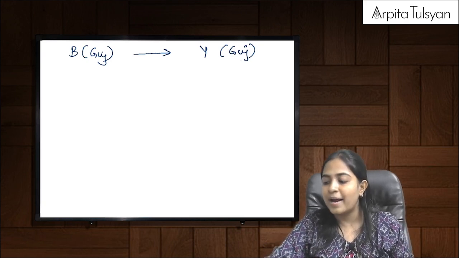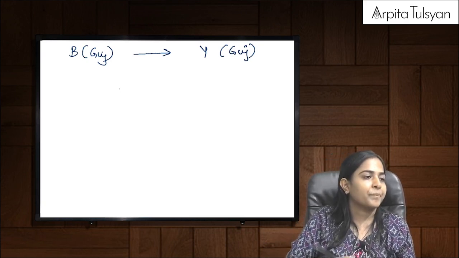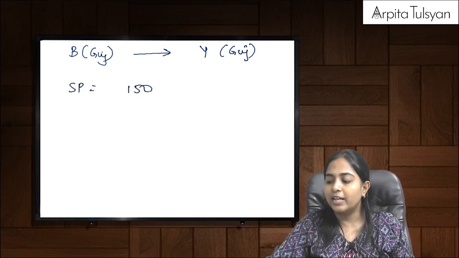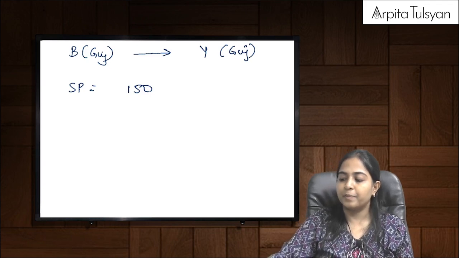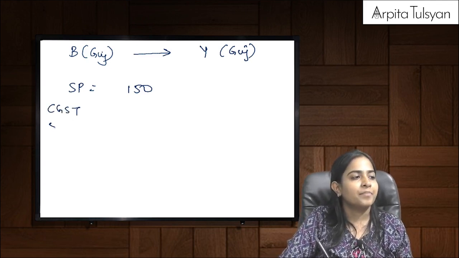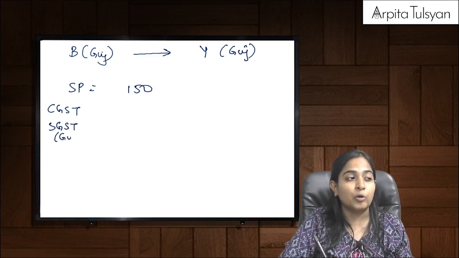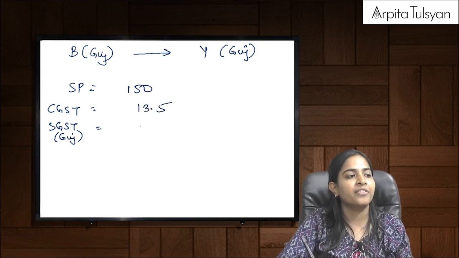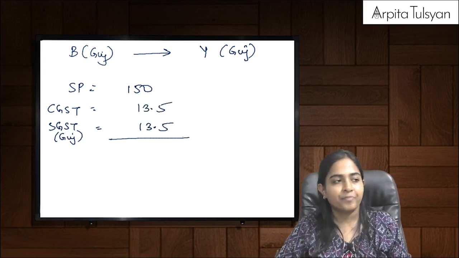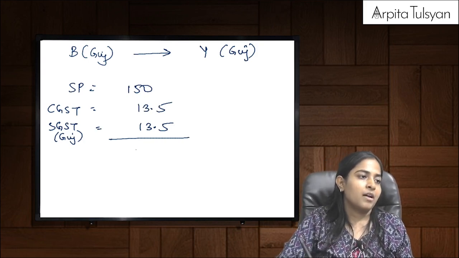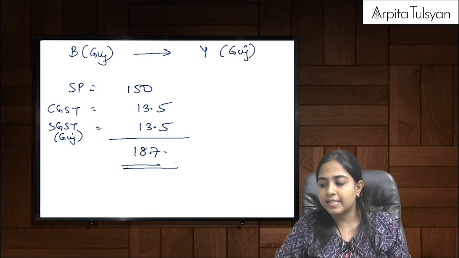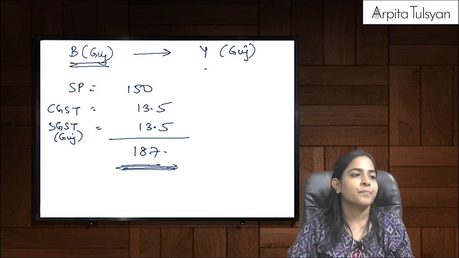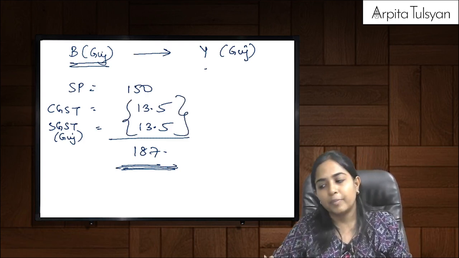Now see the magic, everyone. It wants to sell at 150 rupees. So CGST and SGST. Which SGST? Gujarat. 9% and 9%, it comes to 13.5 and 13.5, 27. 177 is the final selling. So, B will collect from Y 177 rupees and now it will have to pay these taxes to the government.